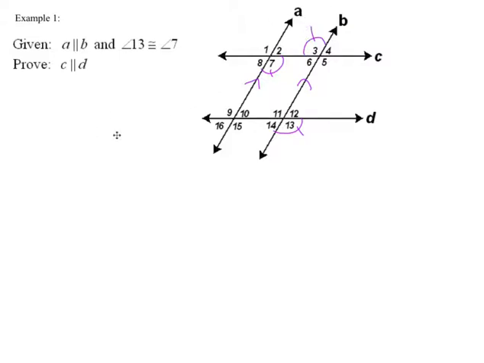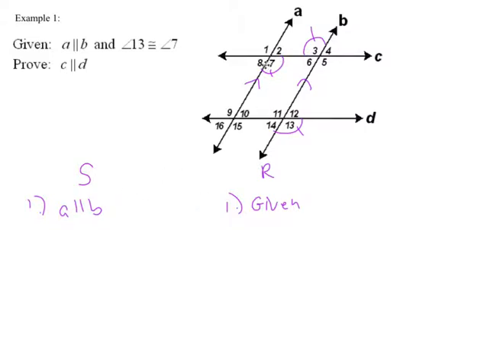So I think I'm going to go with the second option, and I'm going to start writing my proof. So I'm going to have my statements and my reasons. My first statement is going to be that A is parallel to B, and that is given. And I like to work off of what I'm given right away and say what I know.